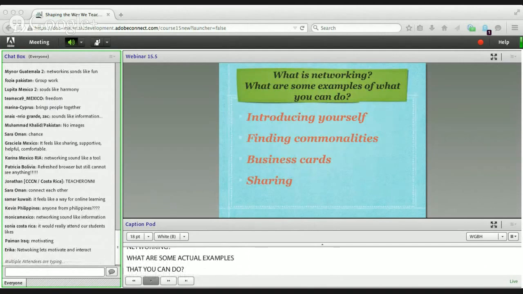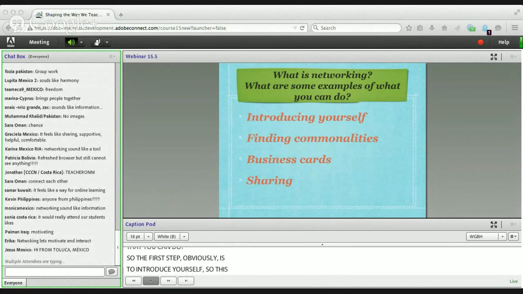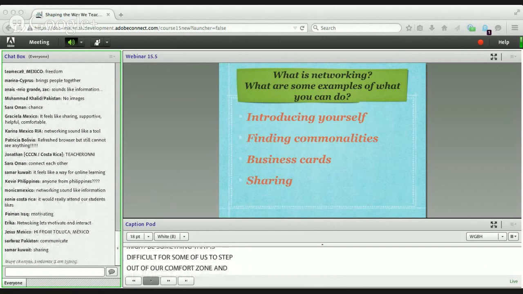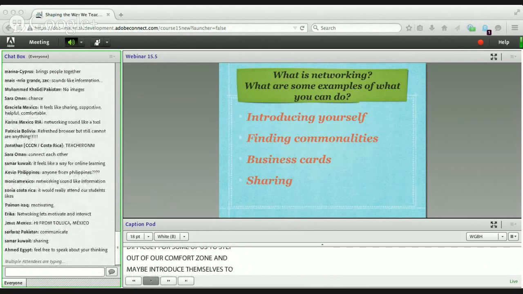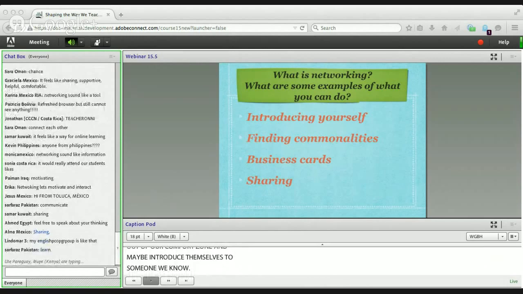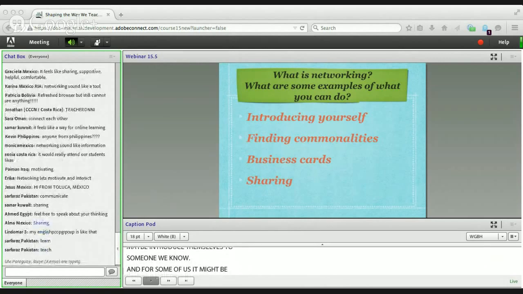This might be something that is difficult for some of us, to step out of our comfort zone and maybe introduce ourselves to someone we know. And for some of us, it might be very easy to walk up to someone we don't know and introduce ourselves. But whether this is something you're comfortable with or not, it's something that you need to do sometimes in order to grow your network.